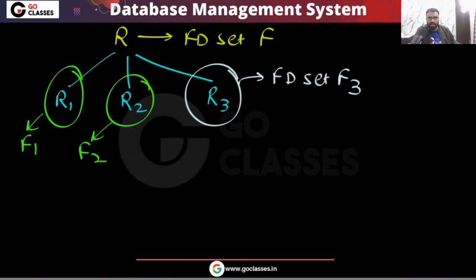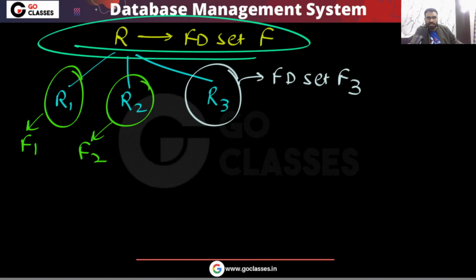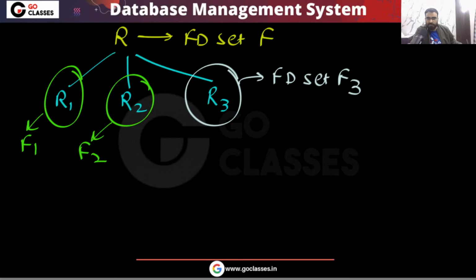Again, I am giving you the summary. We have a relation R with functional dependencies F. This is the FD set of the relation R. We are decomposing this relation R into subrelations. Each subrelation will have some set of functional dependencies. For example, F1 is the set of functional dependencies that hold among the attributes of R1. F2 holds among the attributes of R2, and F3 holds among the attributes of R3.